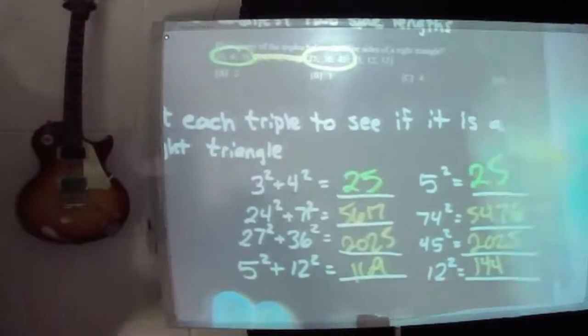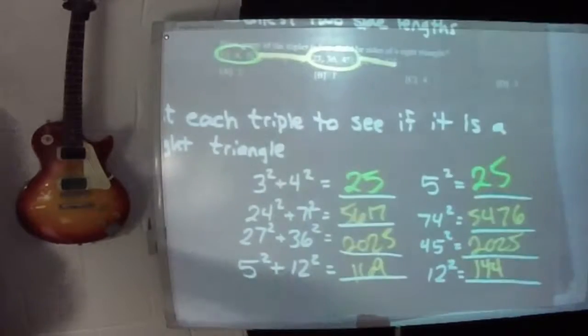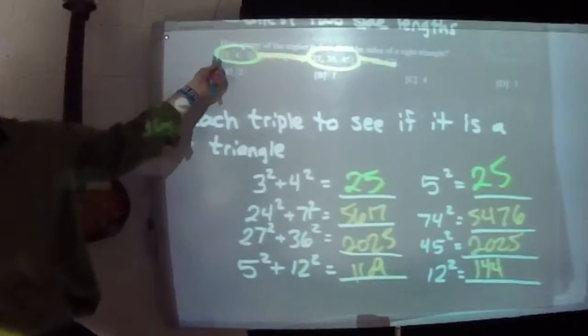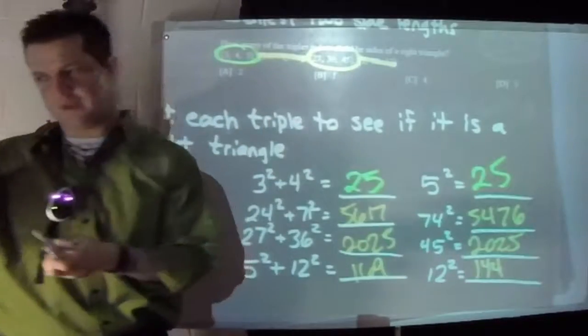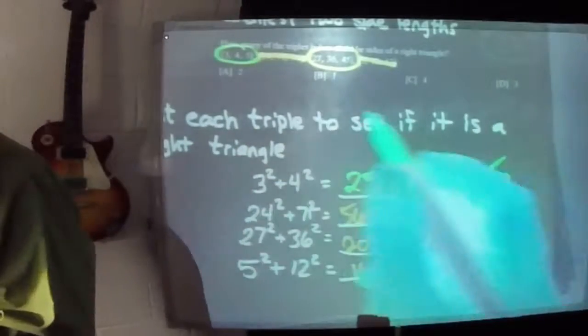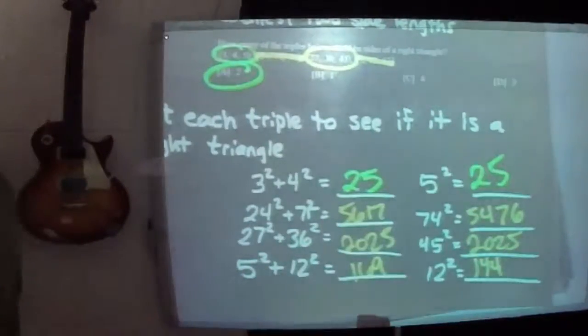I feel like this is going to take a long time. It's not. There's only 3 of these. So how many triangles do you have that are right? 2. Sometimes you'll have 4. You'll at least always have 1 though.